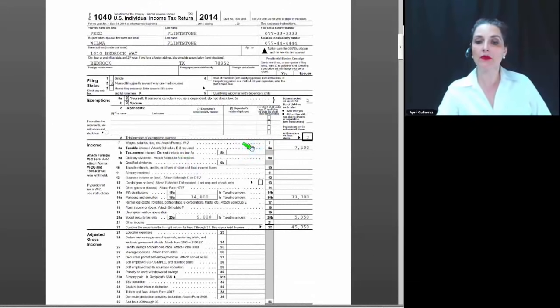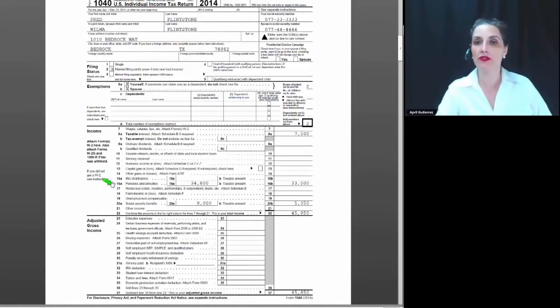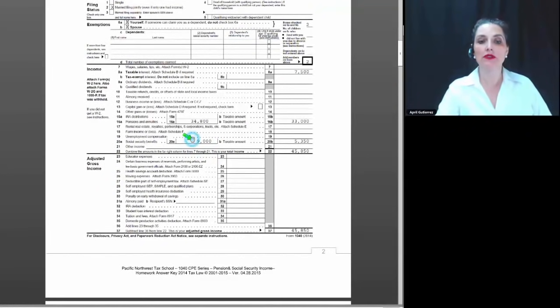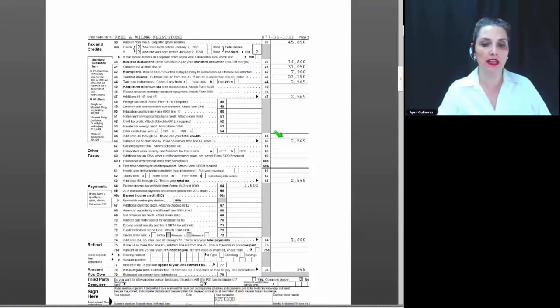On line 8A, we show the interest income that was received for the year. On line 16A, we show the gross distributions from the retirement accounts for the year. And on line 16B, we show the taxable part of those distributions. Then on line 20A, we show that the gross amount of Social Security benefits received is $9,000. And I've already shown you also that the taxable amount is $5,350. But let's go to the Social Security benefits worksheet to see how we figured that.